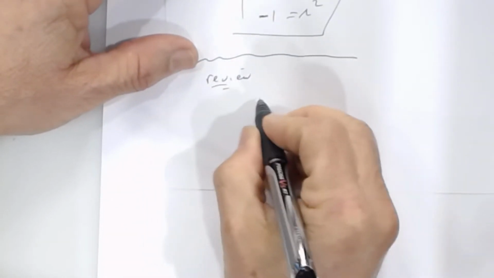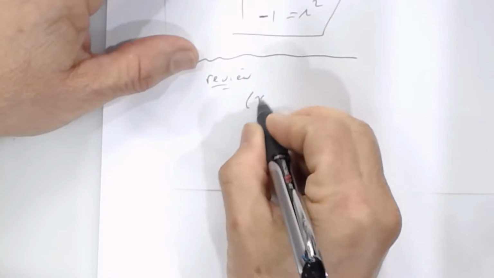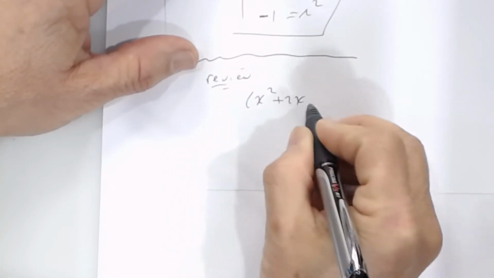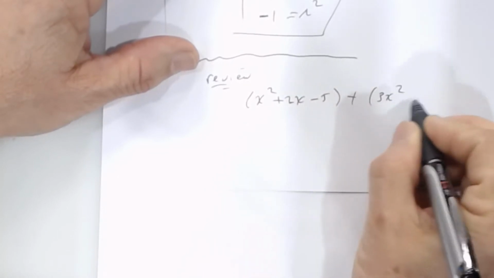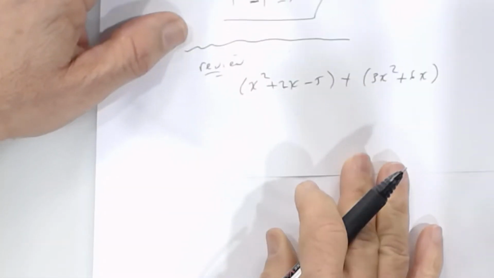So let's say you had x squared plus 2x minus 5 plus 3x squared plus 6x. When you added polynomials last semester, how did you add these two polynomials? You're adding them. You combine like terms.